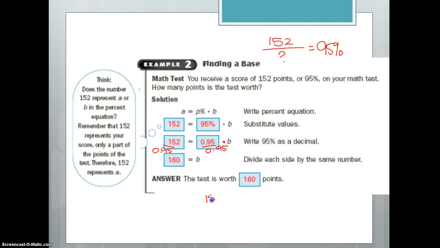You can always check it by taking 152 divided by 160 and then multiply by 100 to get your percent of 95. This is how you would find a grade on your test, by the way, or any grade.